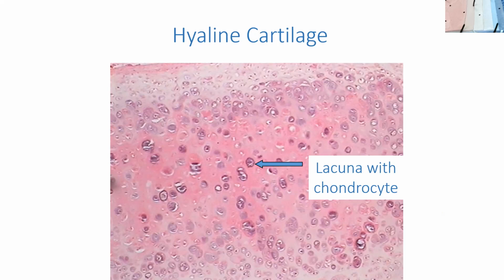Anytime you see the word blast in there, it means it's a builder. Chondroblast is building cartilage. Osteoblast is building bone. So the chondroblast is laying down the gel. The chondroblast is laying down the matrix for the hyaline cartilage, and eventually that gel is going to solidify.